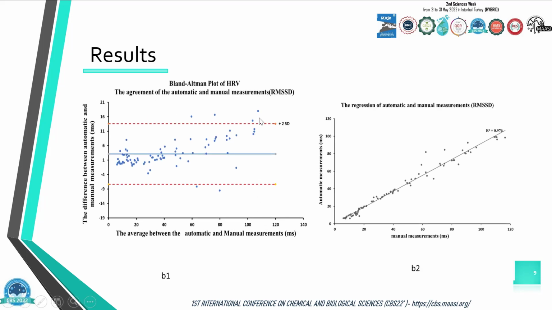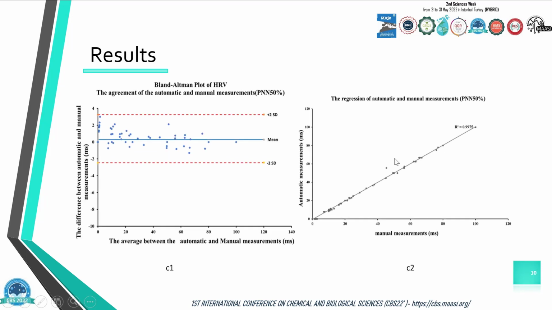For the second parameter, root mean square of R-R differences, we have the same thing: 95% of the points between the upper and lower limits of agreement, and we have R squared equal to 0.97. For the third parameter, we have all the points between the limits of agreement, and we have approximately R squared equal to 1.